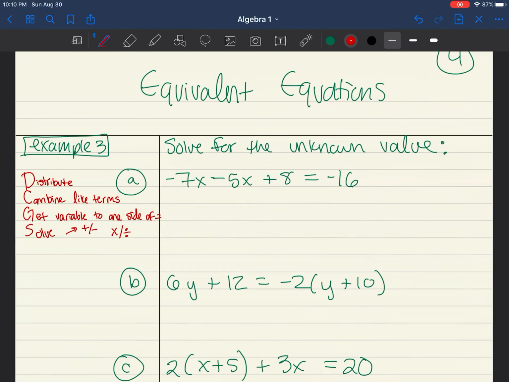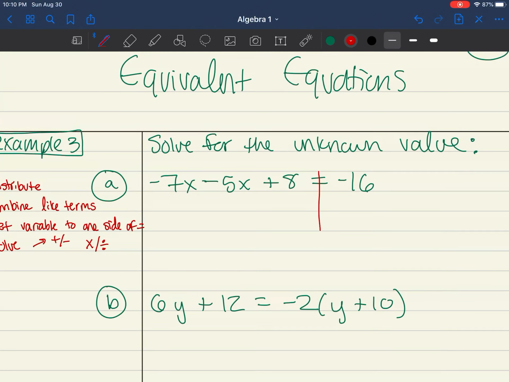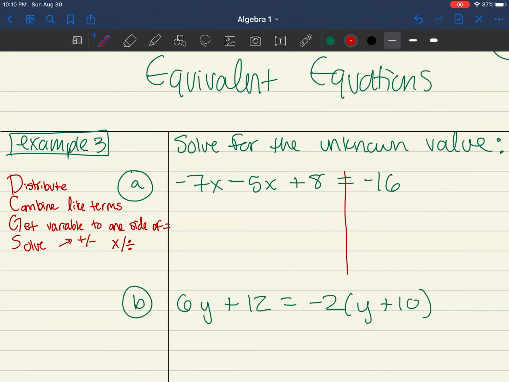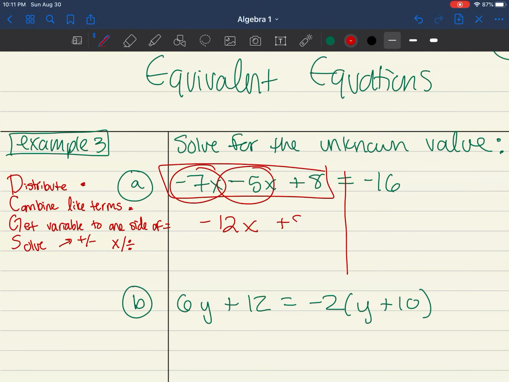So first find your equal sign. Make a barrier there so that you don't break the rules of equality. Do I have a distributive property here? No, I don't see any parentheses or anything to distribute in problem A. I do need to combine like terms though. So if I look on just this left side, I've got these two like terms. They're both negative, so we add and keep the sign. So they're going to be negative 12x plus 8 equals negative 16.